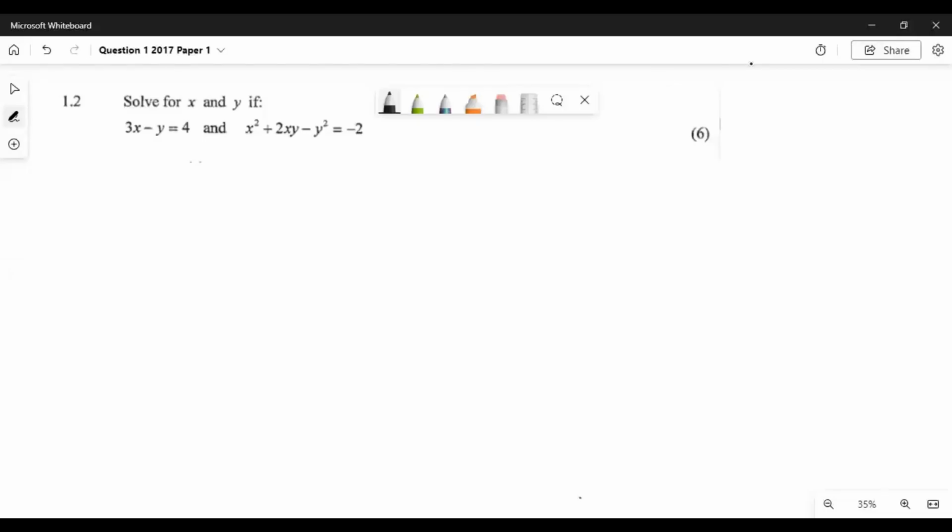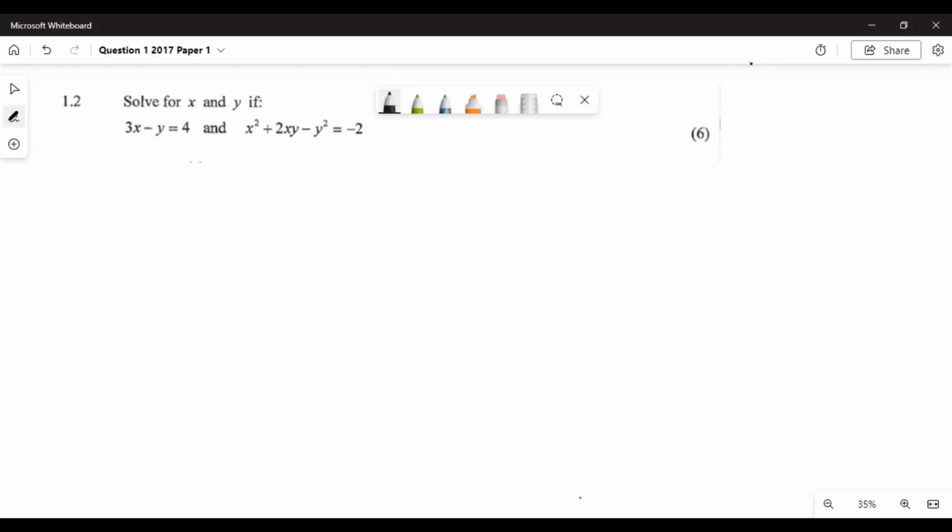Question 1.2 wants us to solve for x and y if 3x minus y is equal to 4 and x squared plus 2xy minus y squared is equal to minus 2. Now, the first thing we want to do is write the linear equation with regards to just one variable.